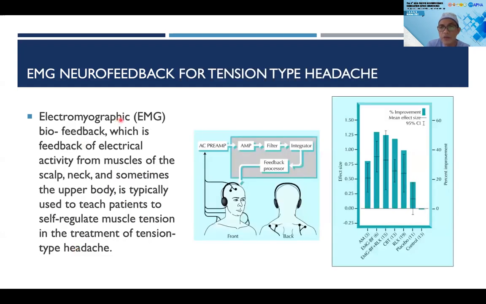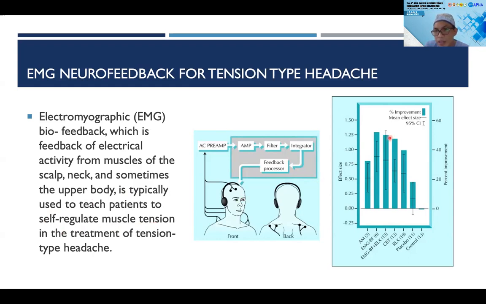I will give you two examples. First, EMG neurofeedback for tension type headache. This electromyographic biofeedback gives feedback of electrical activity from muscles of the scalp, neck, and sometimes upper body. In this patient, very tense, we use it to teach the patient to self-regulate muscle tension by using a relaxation technique to reduce the spasm.